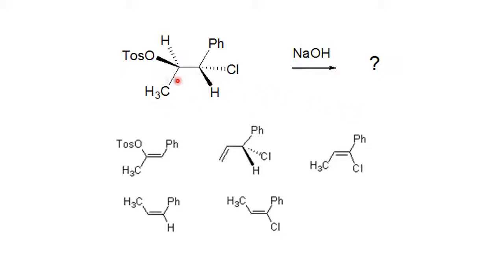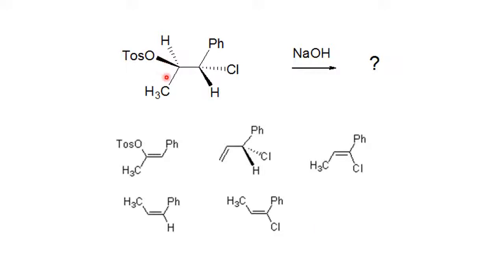First thing you do is you look and you see secondary carbon, strong base. Elimination is going to occur. It's going to be E2, so you rotate this around until the hydrogen is opposite the tosylate. That's going to put the phenyl on the same side as the methyl. So I look for an alkene. The leaving group has to leave, so we toss that one.